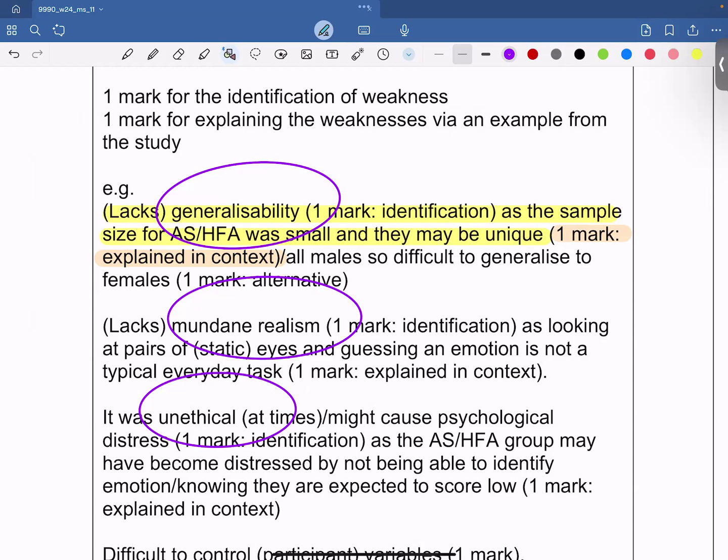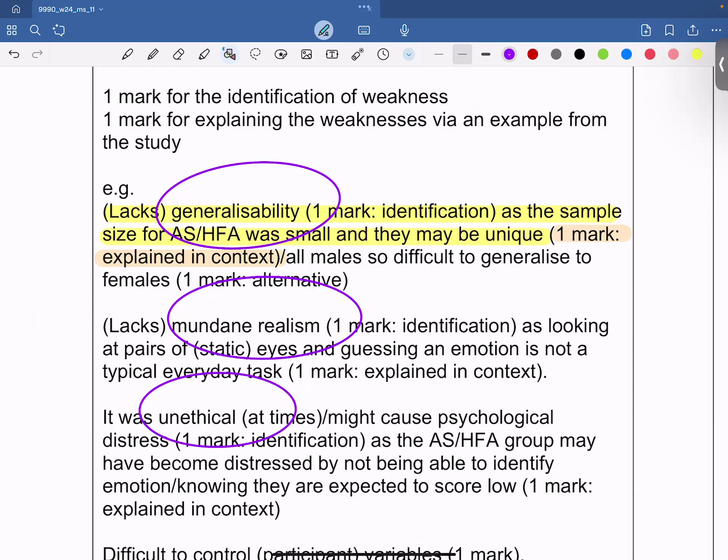The third example that we see over here is about psychological distress. The individuals in the autistic group may have felt frustrated or distressed by the difficulty in identifying emotions, especially knowing that they were expected to score lower on the test. This could have made participants feel uncomfortable, potentially affecting their performance as well.